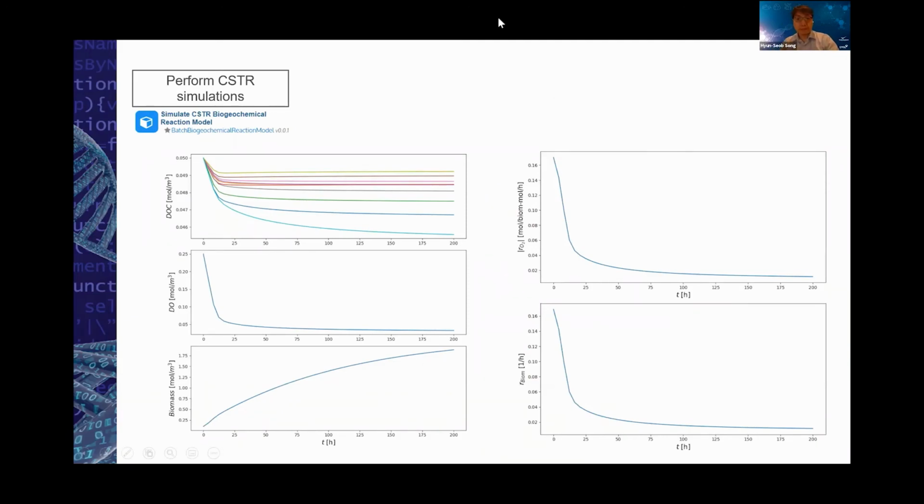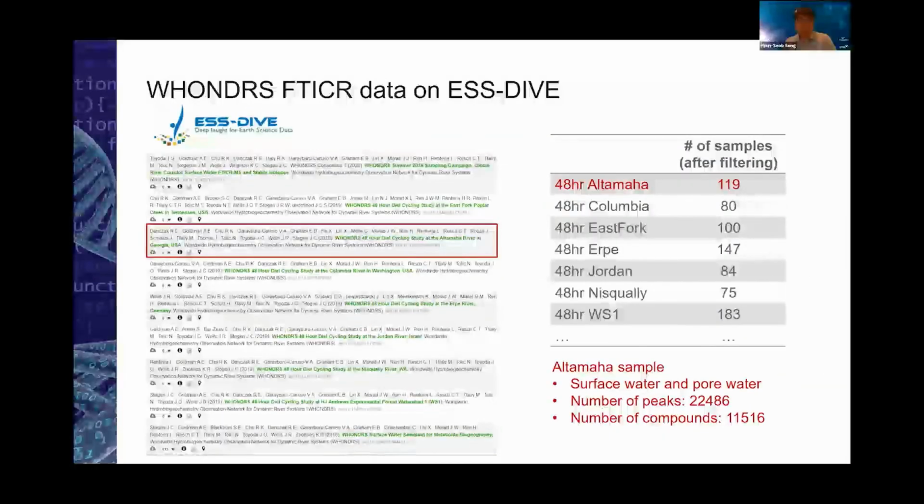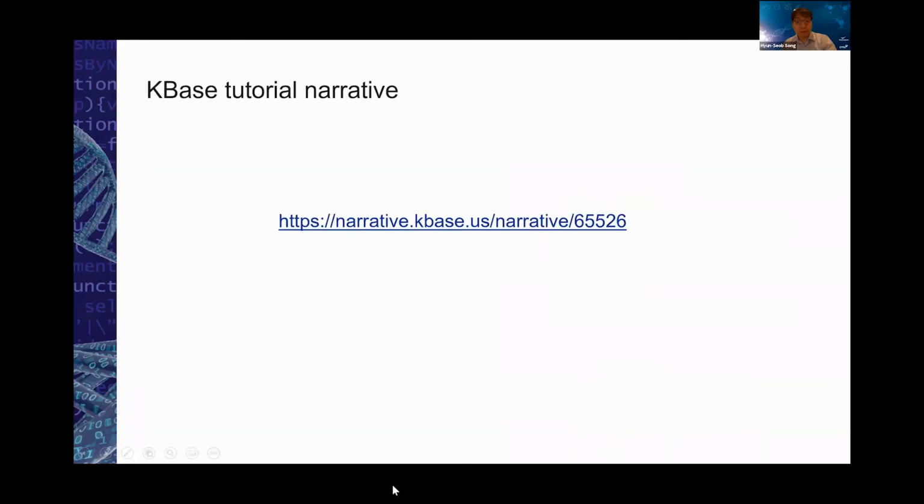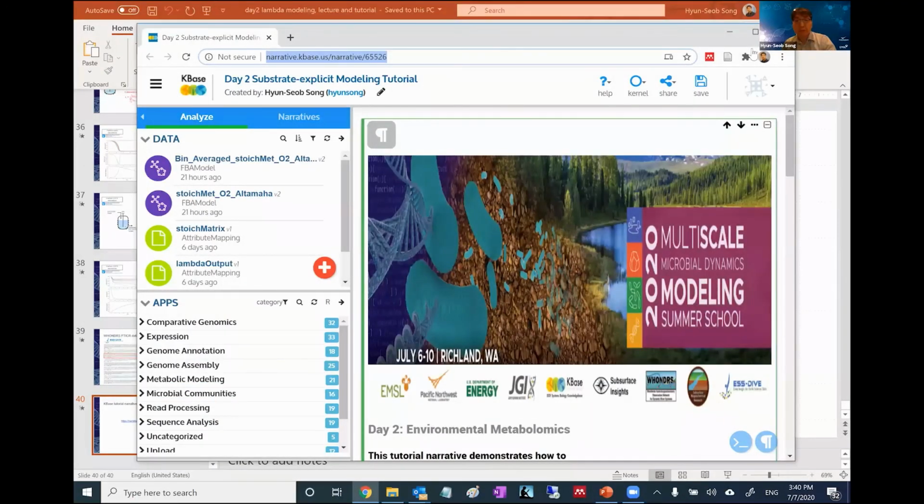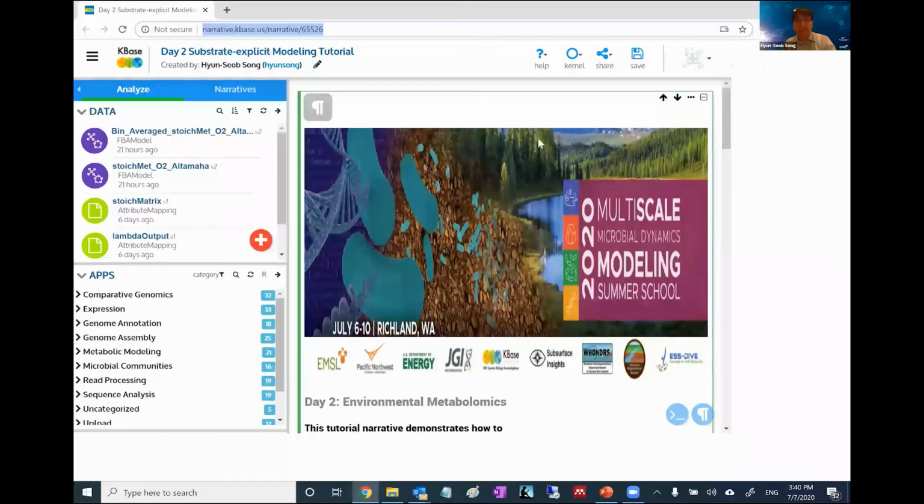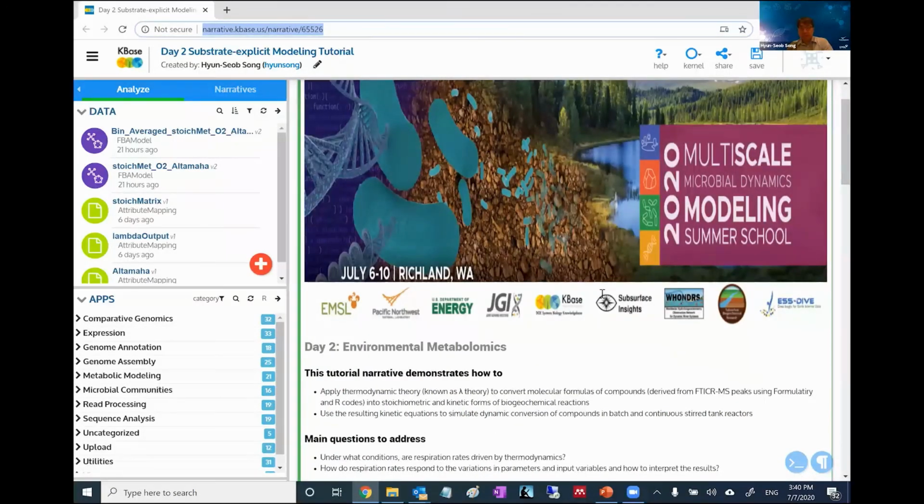Okay, and then in the narrative, we have downloaded Ondas data from ESS-Live, particularly the Altahama data, with the number of peaks at 22,000 and the number of compounds at 10,000. And this is the narrative. For those who have a KBase account, this is already shared publicly, and you can copy it and actually use it. So this also guides our next tutorial session and the breakout session.